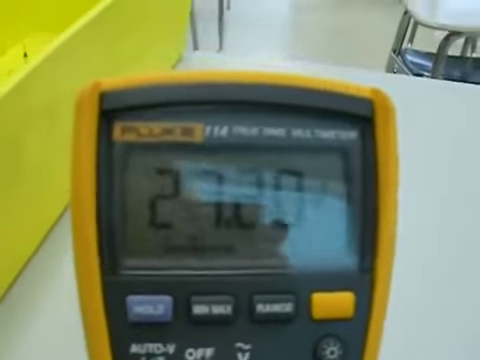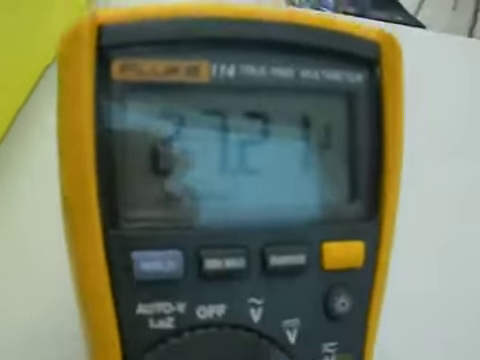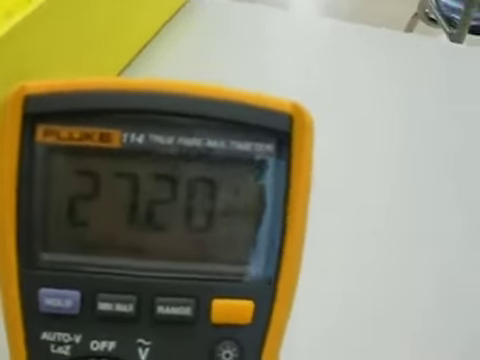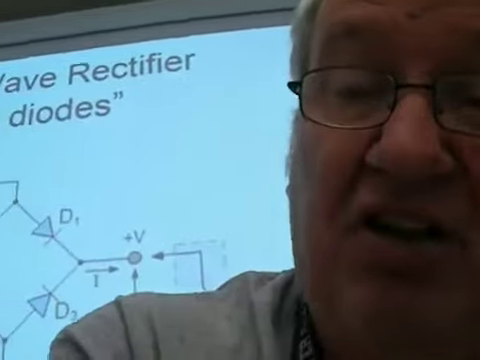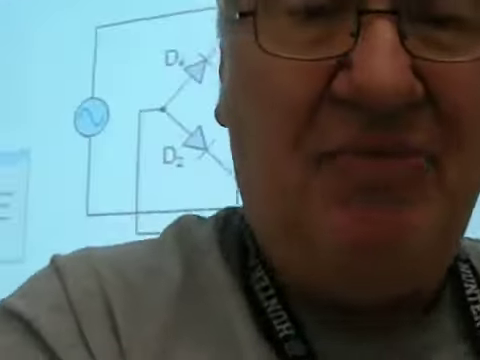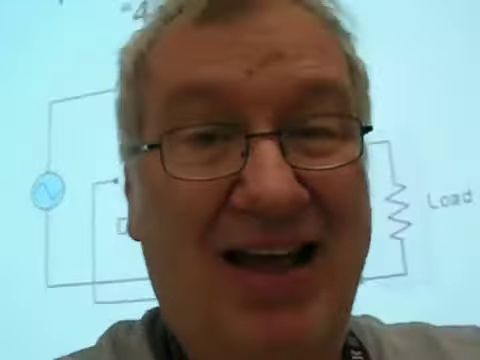But look at this. I'm switching it to the DC voltage. And on DC, I now have a 27.2 volt reading. That's almost 100% of the AC voltage that went into it being converted to DC. Well, that's basically how you do the lab today. That's all. Have a great day.